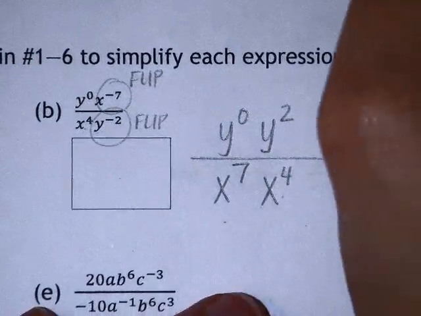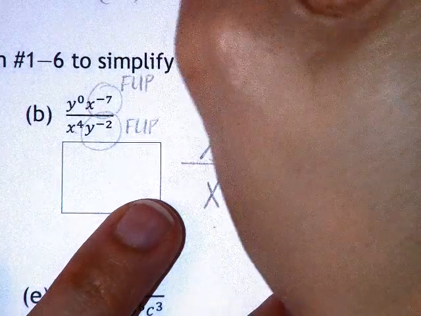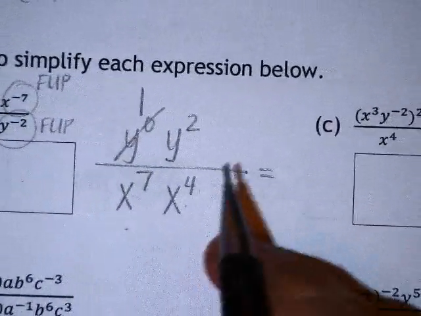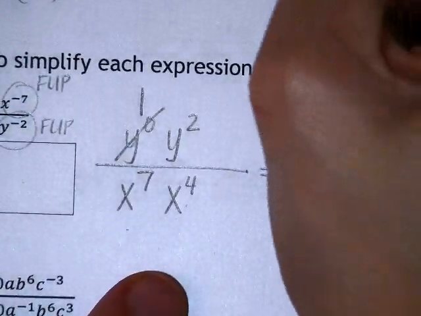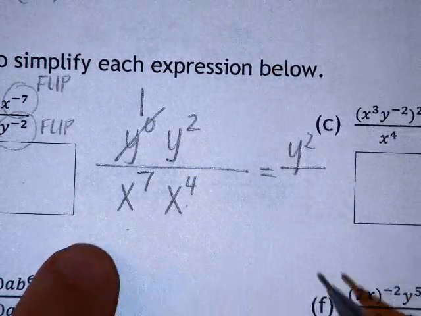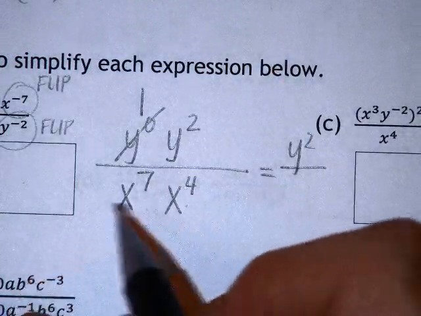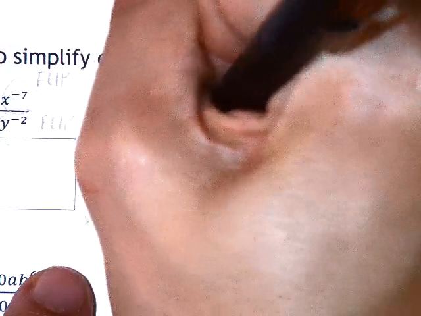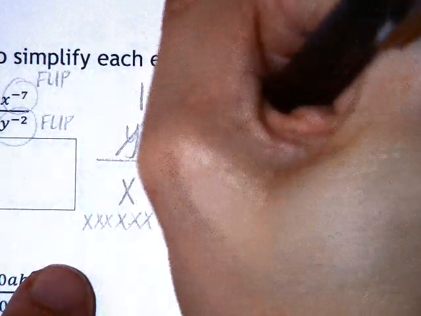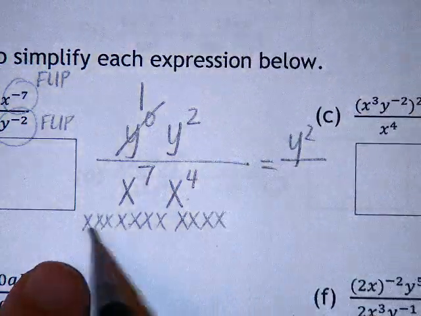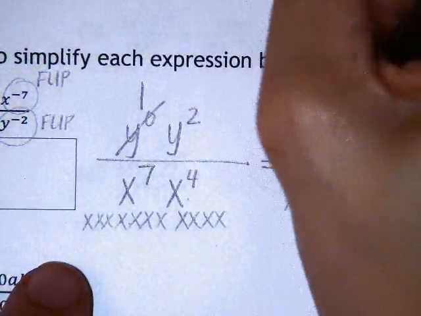If I clean this up, let's think logically. Y to the power of 0 is 1, because anything to the power of 0 is 1. So 1 times y squared on the top is just y squared. On the bottom, I have x to the 7th and x to the 4th. If I combine all those, that's 7 x's, 1, 2, 3, 4, 5, 6, 7, and 4 more x's, 1, 2, 3, 4, which, if I count them all up, is a total of x to the 11th.